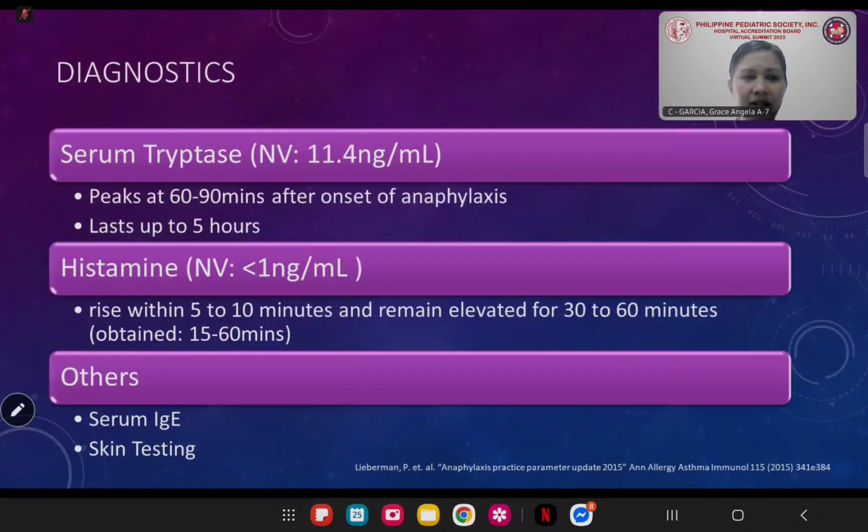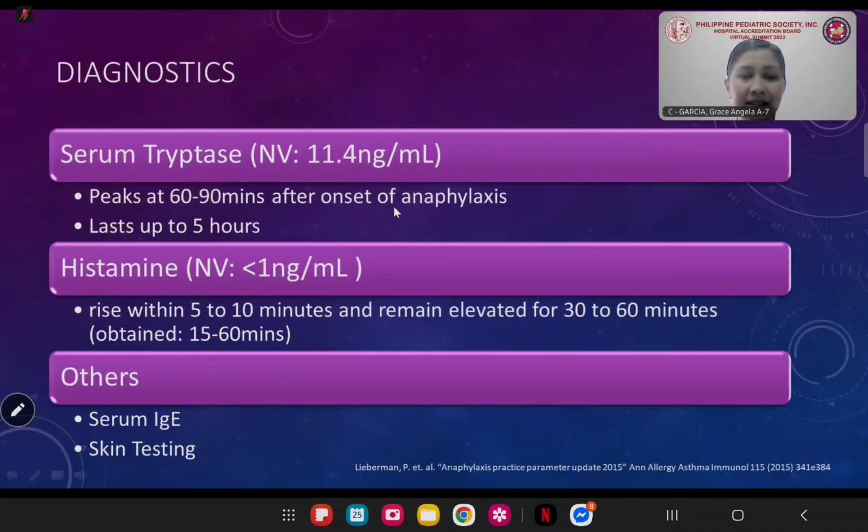So for the diagnostics, you can get your serum tryptase, although our serum tryptase is just, I think, in Manila and KTI. We recently asked what the turnaround time is. When you extract your blood, you still have to send it out to Manila, but the result would be after a week's time, or depending on the number of specimens. They will do the test once a certain pool of patients already need the result.